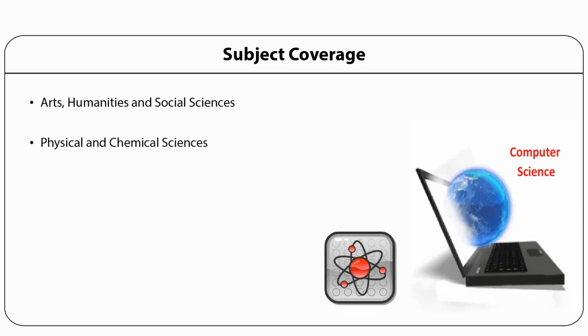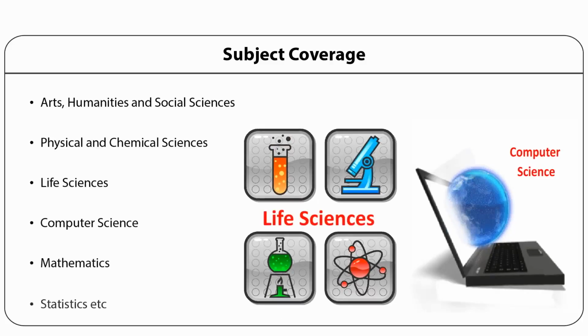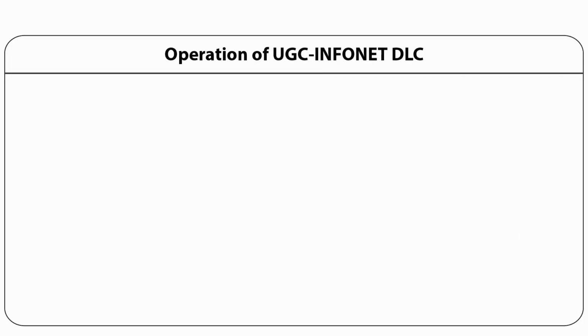The consortium almost covers most of the subjects that are taught in universities and colleges, which includes arts, humanities, and social sciences, physical and chemical sciences, life sciences, computer sciences, mathematics, and statistics. Operation of UGC-INFONET Digital Library Consortium.